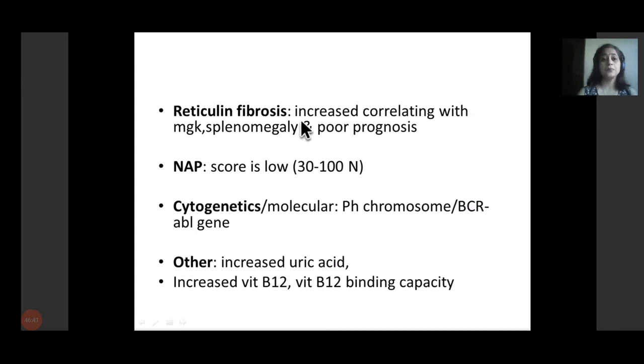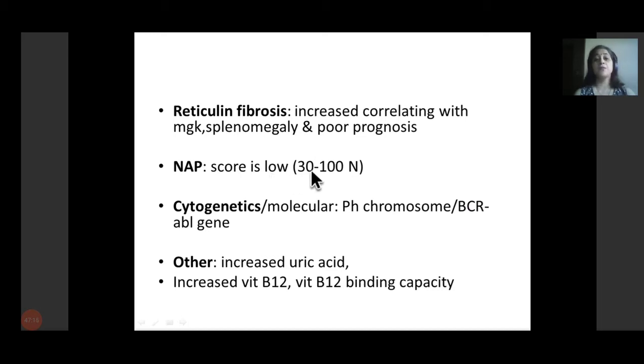Before the bone marrow biopsy, we do the NAP score, which is neutrophil alkaline phosphatase, or leukocyte alkaline phosphatase, which is very low. This is important to differentiate it from benign and infective conditions, where there is a leukemoid reaction and the score will be very high. This is compared to the established normal score of 100 to 120, which is compared with here, which is low.